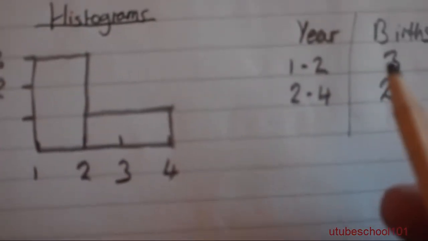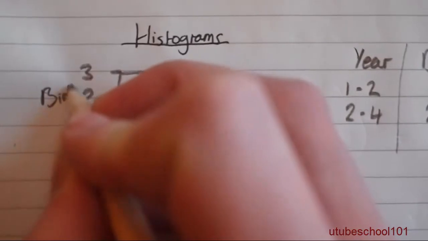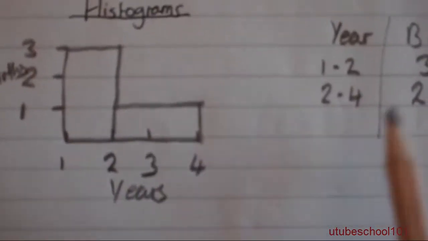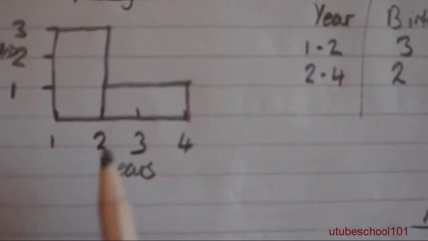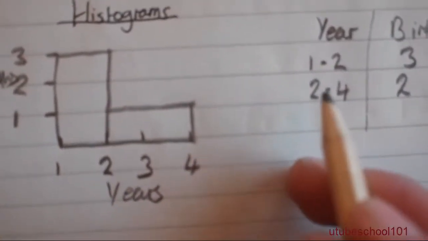So here I've drawn up a simple graph, and it's got years. Let's write it in years and births. The difference between this and bar charts is that histograms represent data when the differences in the x-axis are different. So here the distance between 1 and 2 is 1, but between 2 and 4 the difference is 2.